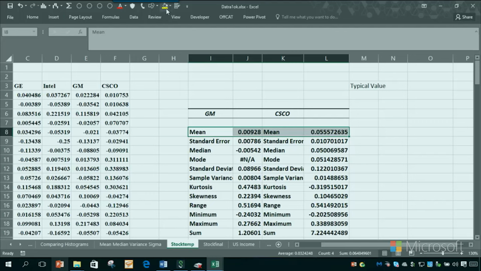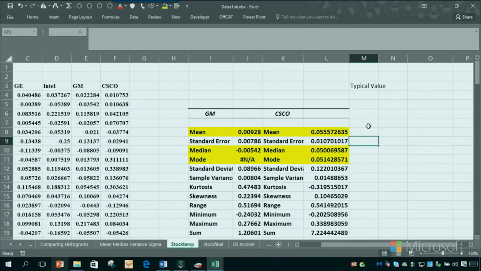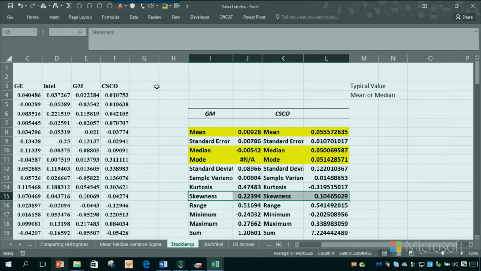Again, let me highlight, let's say in yellow, what we use for typical value. So there's no mode for GM, and the reason for that is no return on GM occurred more than once. And for Cisco, the most frequently occurring value was 5.1%. We don't use that too much. But the question is, for typical value, should I use the mean or the median? And it depends on skewness, it turns out. If you have lots of skewness, and there's a measure of skewness on the output, there's a skewness value here. Okay, and we'll define what we mean by lots of skewness in a minute.